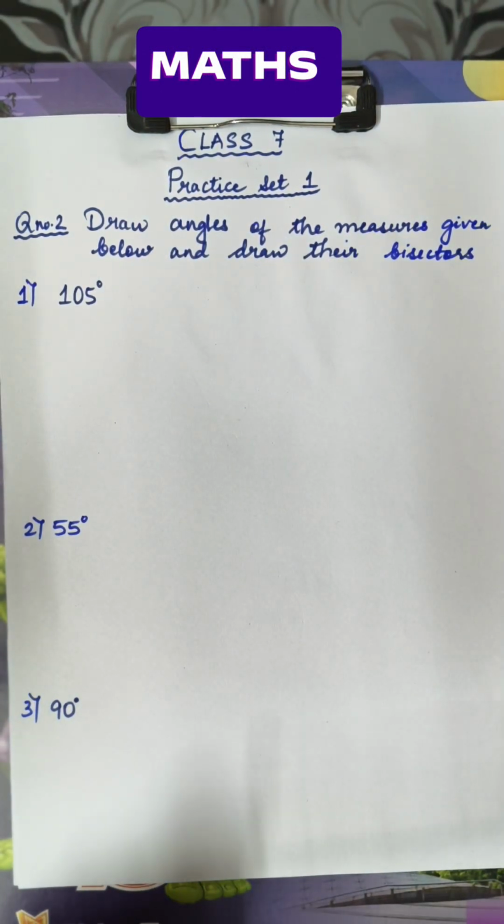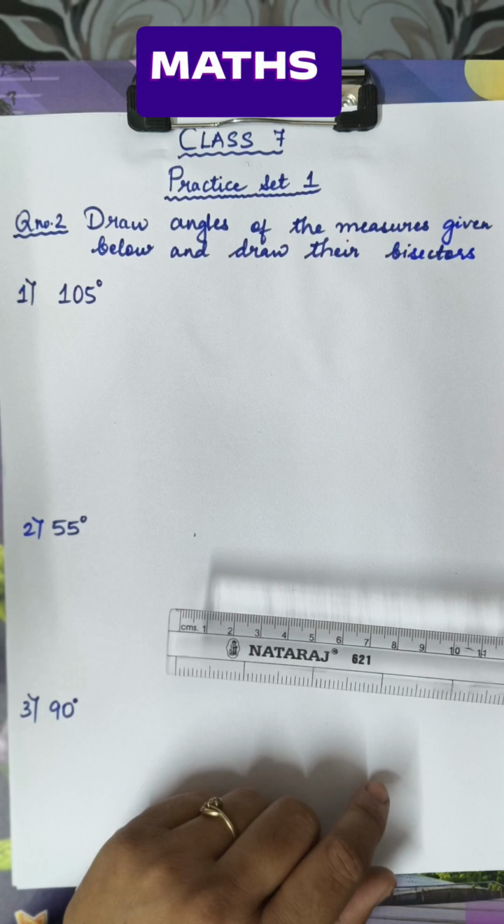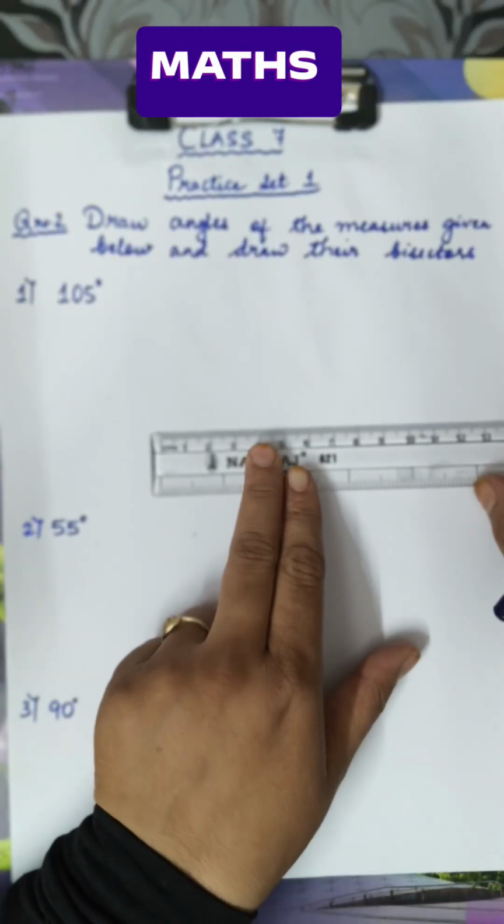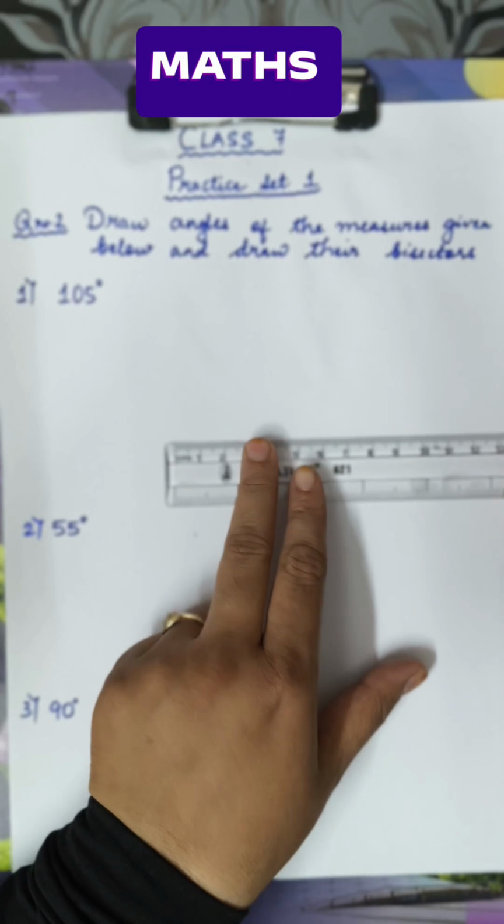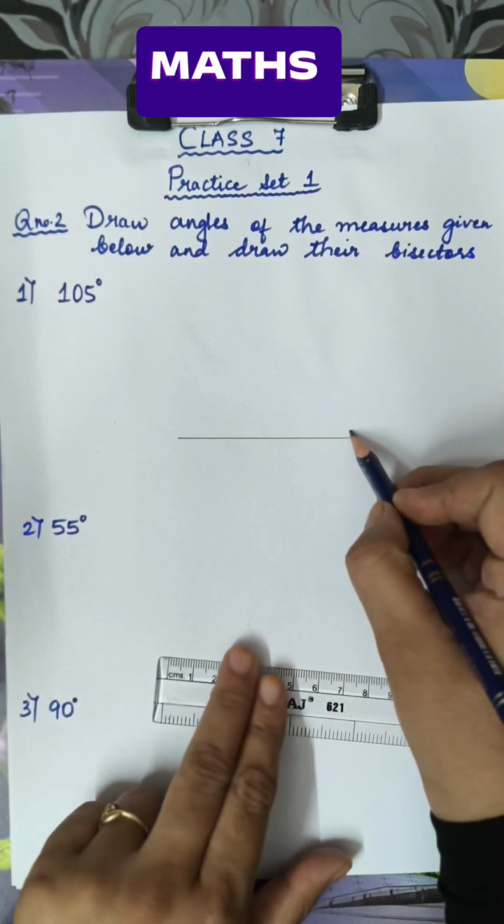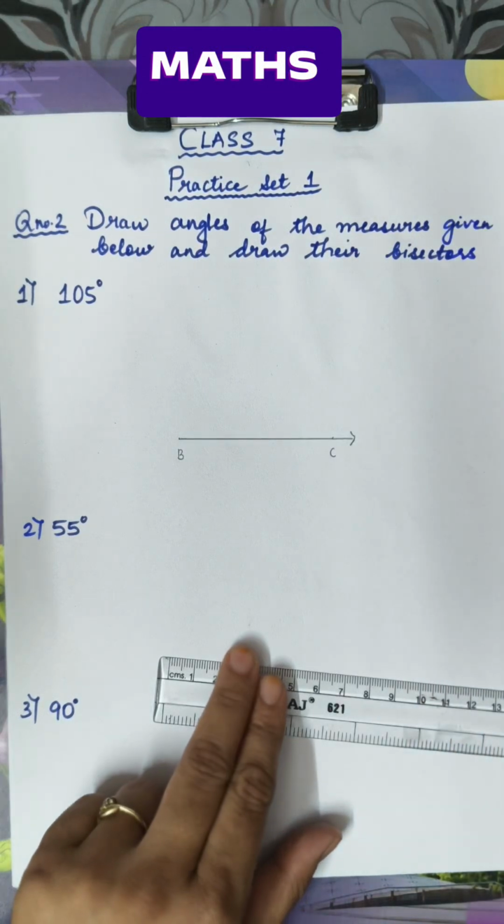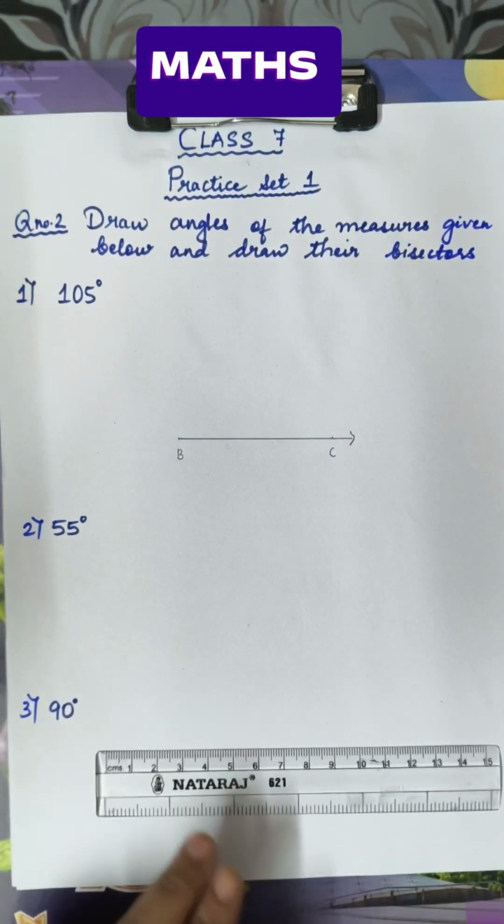So to start with, first we will draw a ray. So we will use a ruler to draw a ray of any measure. Let us draw a ray. Now mark this as point B and point C. You can give any name to this ray. Now we have to draw 105 degrees.